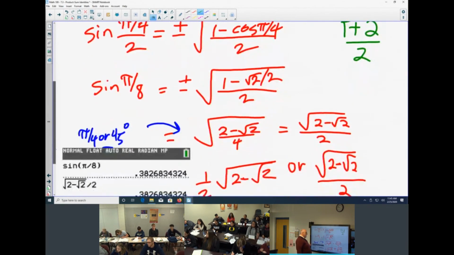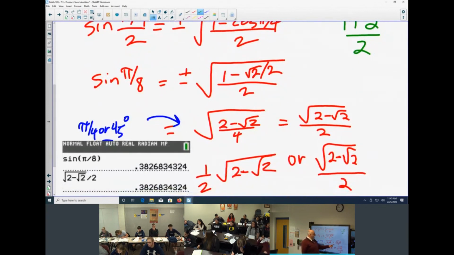And so I can either leave it like that, or if I want to pull the 1/2 in front. So it's 1/2 square root of 2 minus the square root of 2, or you could put it as that over 2. I know this looks weird, but this is how the answers are going to look for most of these. Okay? So that's the exact value of the sine of pi/8, or 22.5 degrees.